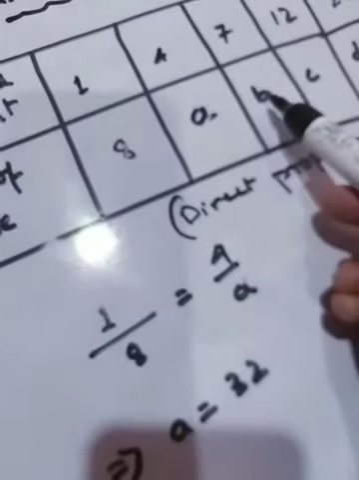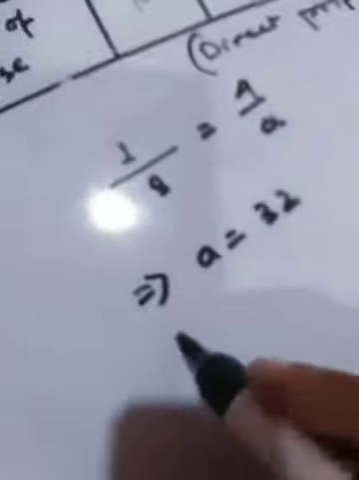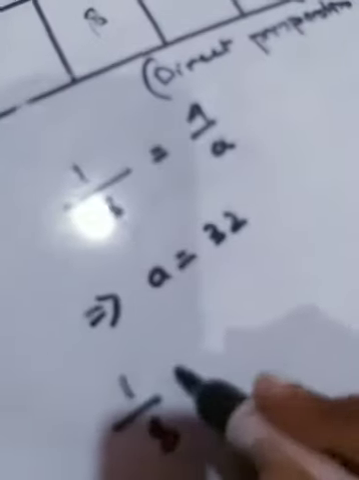Now let's move on to B. When you are concentrating on B, you will not consider 4 by A, 12 by C, and 20 by D. You will concentrate on 1, 8, 7 and B. So 1 by 8 would be equal to 7 by B. These are all direct proportions, students.